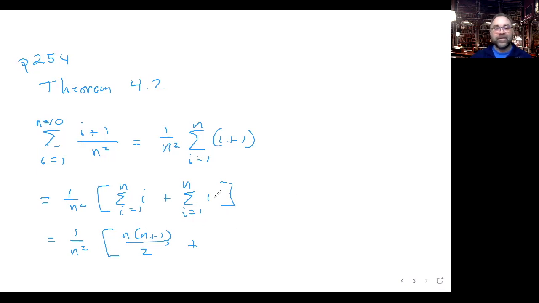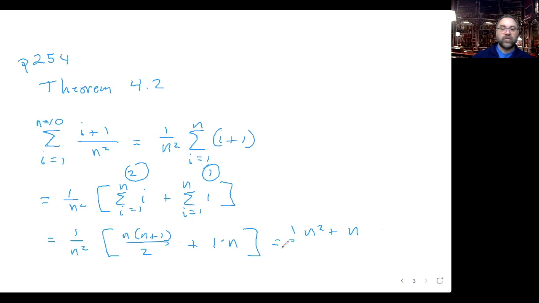And then this one here is just the constant 1 times n. This is theorem 4.2. This is number 1, and this is number 2. So we'll use those. And then I would just combine everything together here into a nice condensed form. And you're going to see that this is n squared plus n.